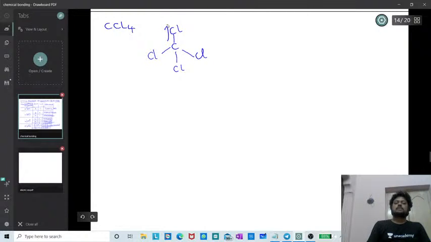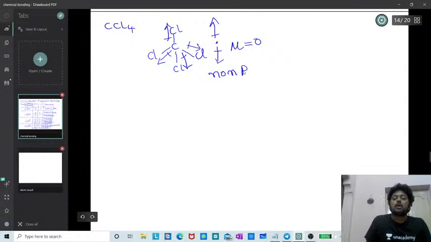So dipole vectors in this direction, Cl direction. All dipole vectors are equal. All are nu. These three dipole vectors' resultant value and the above dipole vector's resultant value are the same, but in opposite directions. So the resultant dipole moment is equal to 0. That's why, even though it contains polar bonds, it is a non-polar molecule. Non-polar. Why? Because it has a regular geometry.